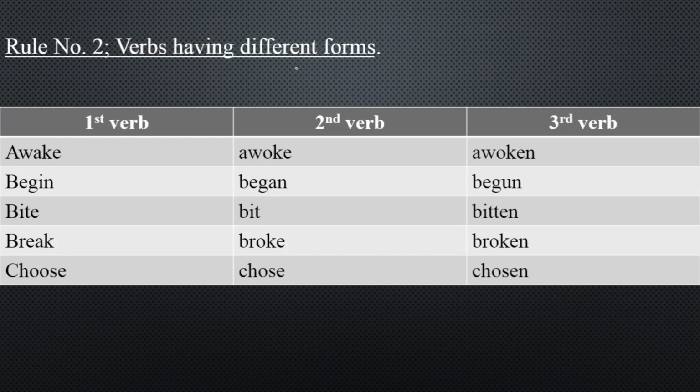And rule number two, verbs having different forms. The first is changed from the second, and the second is changed from the third. They all are changed from one another. Like we say awake, awoke, awoken, begin, began, begun, bite, bit, bitten, break, broke, broken, choose, chose, chosen.